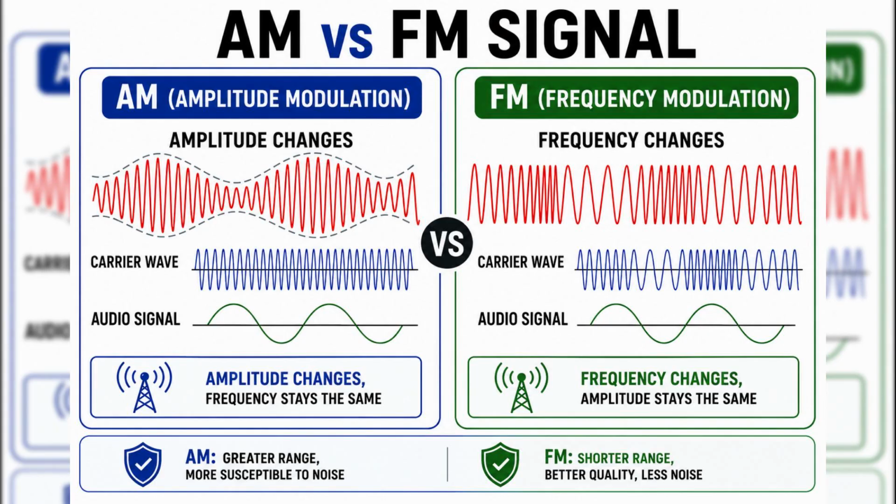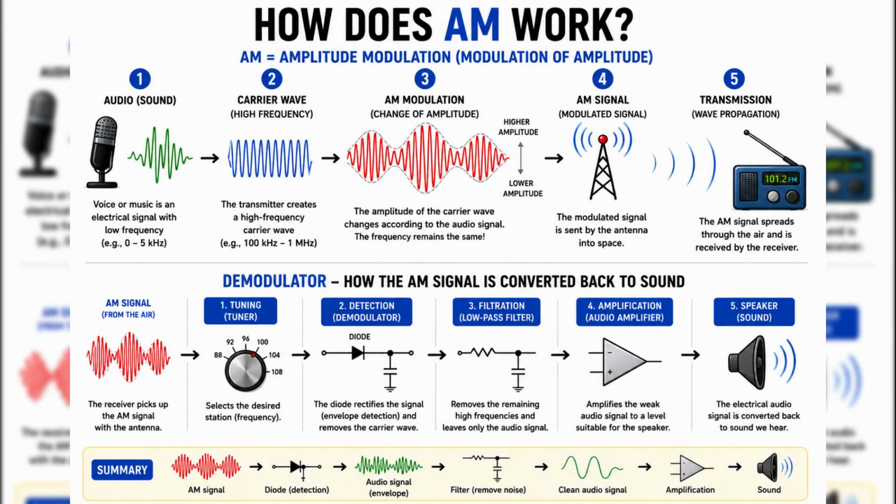To fully understand radio technology, it is important to explore the difference between AM and FM broadcasting, because these two systems use fundamentally different methods of encoding sound onto carrier waves. AM, or amplitude modulation, works by changing the strength of the carrier wave according to the audio signal while keeping the frequency constant. This method is relatively simple and allows signals to travel very long distances, especially at lower frequencies. However, AM signals are highly sensitive to electrical interference from storms, power lines, engines, and electronic equipment, which is why AM radio often contains static noise.